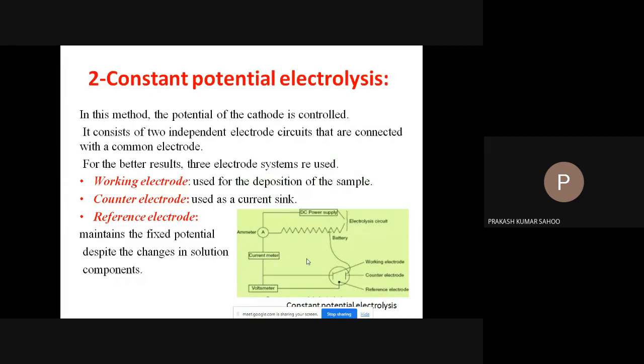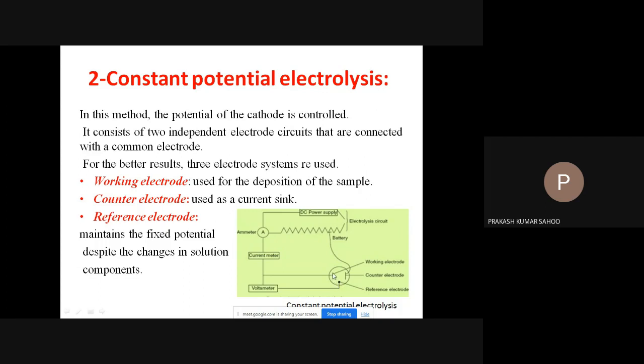Second, we have constant potential electrolysis. How can we have the constant potential? We use a reference electrode, which is important and is used here to fix the potential despite changes in solution components. Here three types of electrodes are used: the working electrode, the counter electrode, and the third one is the reference electrode. This reference electrode is used to maintain the potential fixed, that is constant potential.